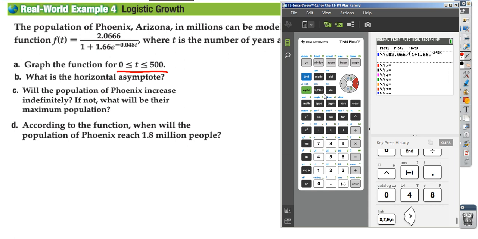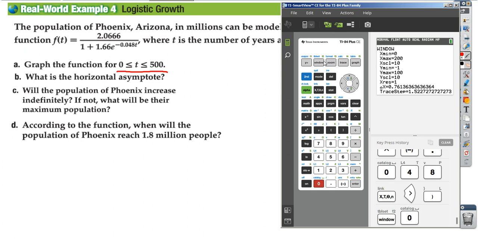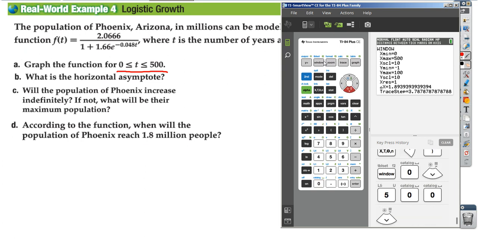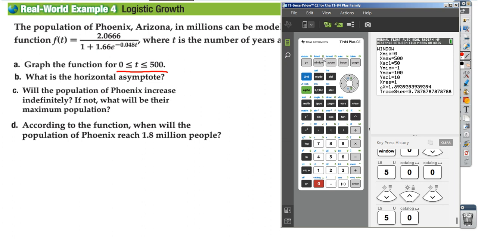Okay, we want to graph that from 0 to 500, so I'm going to go to Window, I'll put 0 here, and that's going to give us the population for the next 500 years. And usually your x scale, you should take this max and divide it by 10, because that way we won't get 500 little dots. So 500. Let's see what the picture looks like.